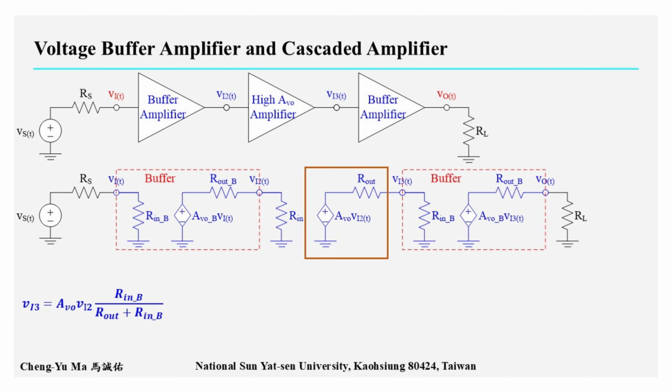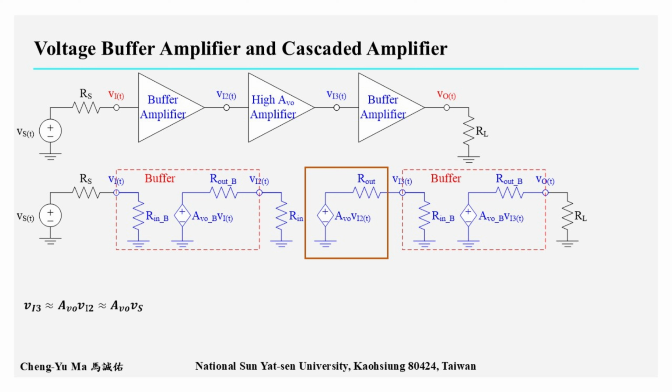Because the output resistance of the high open circuit voltage gain amplifier is not low enough, when the signal is transferred to a load or to the next stage circuit, part of the voltage is lost across the output resistance, which reduces the output voltage. However, when a voltage buffer amplifier is connected at the output terminal, we can take advantage of its high input resistance characteristic. By taking advantage of its high input resistance characteristic, the signal amplified by the high voltage gain amplifier can be fully transferred to the input terminal of the voltage buffer amplifier. Therefore, Vi3 is approximately equal to AVO times Vi2.